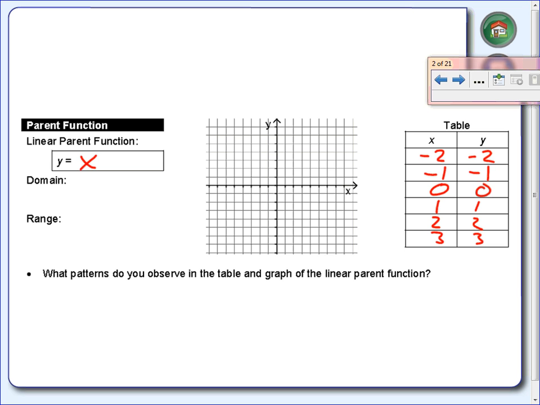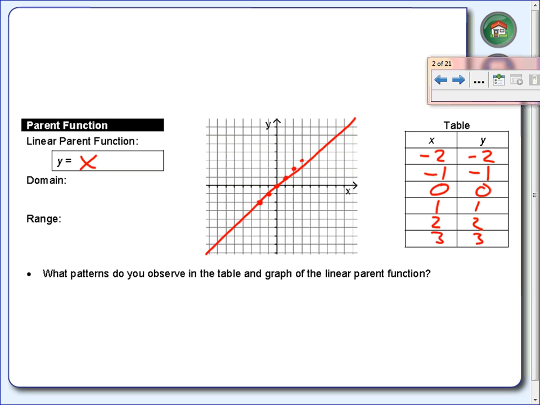Of course, we should all remember what the graph looks like. The graph of our linear parent function is this line right here. And of course, it should be going through those points that I just wrote down: -2, -2, -1, -1, 0, 0, 1, 1, 2, 2. So you can see that mine's a little bit off here, but you get the idea.